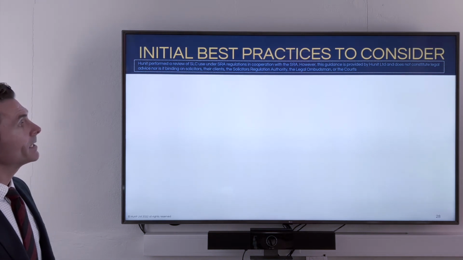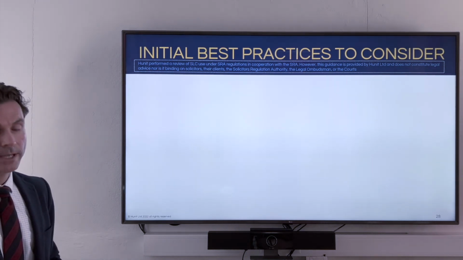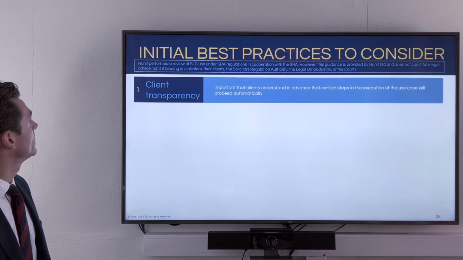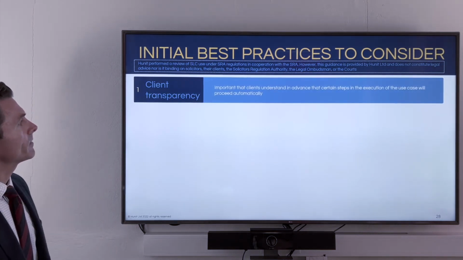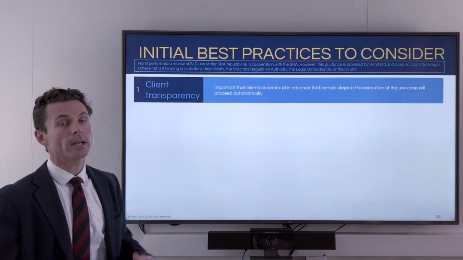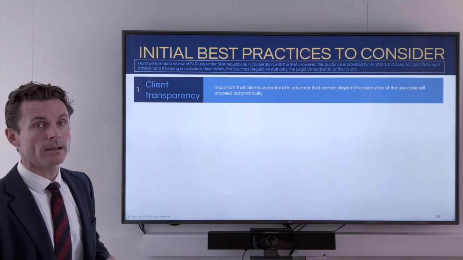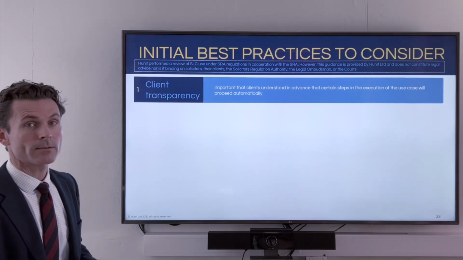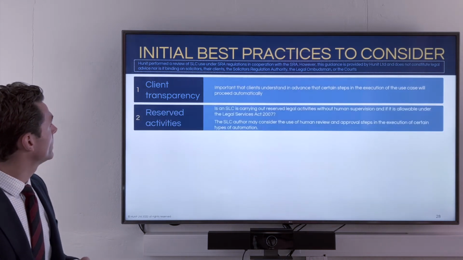We have created some initial best practices for regulated service providers to consider. One is client transparency. I think this has already been clear on the previous slides. Very important that you communicate clearly to your clients around smart legal contract technology.